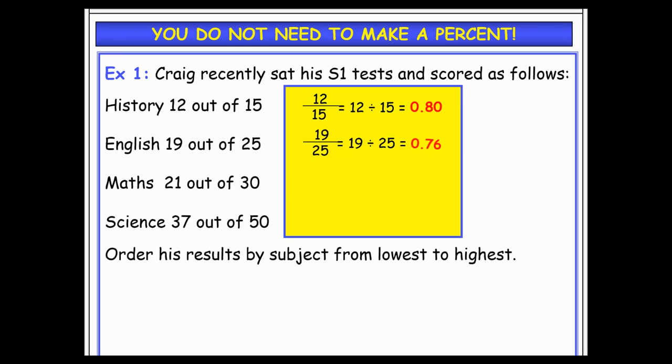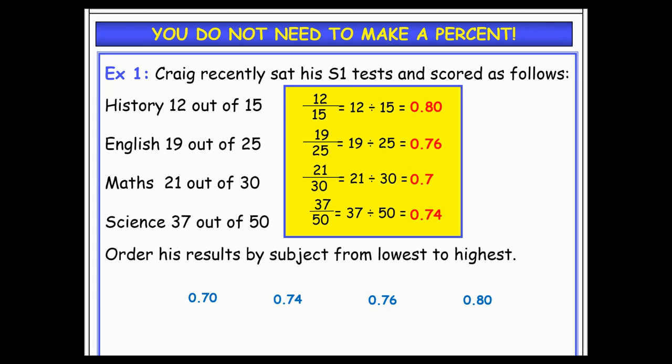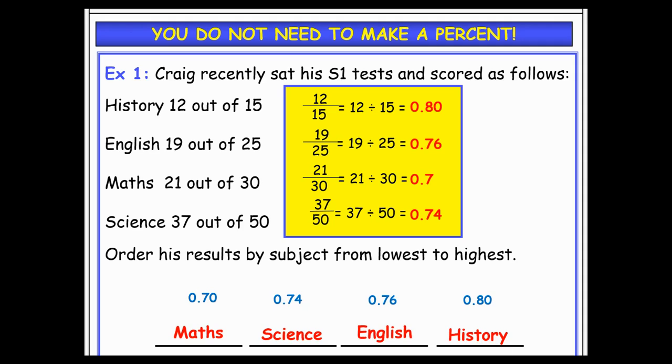19 out of 25 means 19 divided by 25, so 21 out of 30 means to put 21 divided by 30 in your calculator. And I've done that deliberately to emphasise that's what your calculator will say, but you have to know to put the extra 0 in there. And then 37 divided by 50, and we get our answer. So to put them in order, make sure this does have a 0 so you can compare them all. So we'll have 0.70 instead of 0.7. We'll have 0.74, 0.76 and 0.80. Let's put them in order. So you know it was maths. It's not changed. It's the same question. Maths, science, English, and then history.